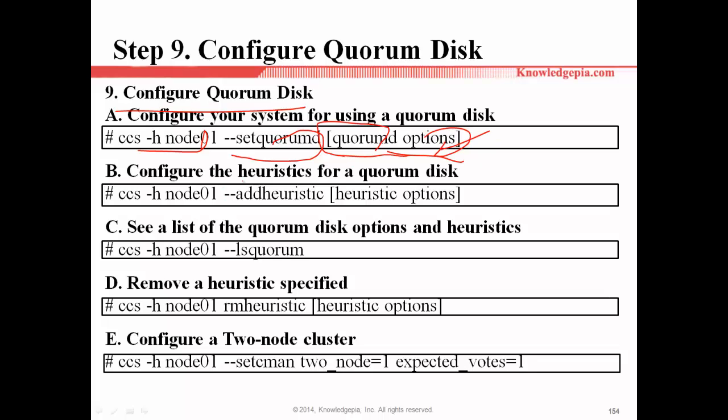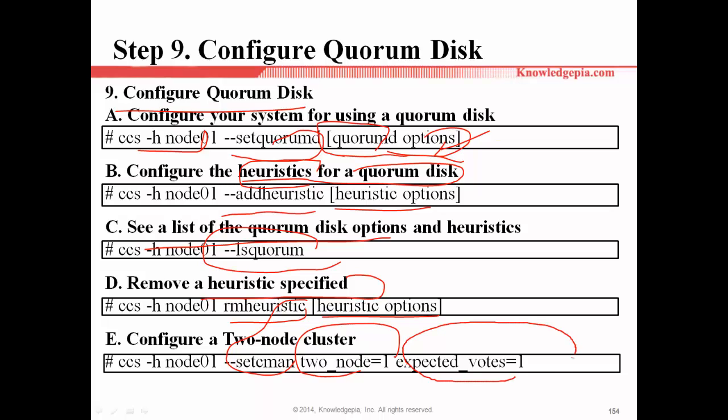And configure the heuristics for the Quorum disk. Quorum disk normally needs the heuristics. So here add heuristic and options. And see a list of Quorum disk, then add Quorum. And if we want to remove the specified heuristic, then rm heuristic like this. And configure two-node cluster. This is a little bit of a special case. Only if we have a two-node cluster, then we need to configure this option. For example, set cman two-node and expected votes. Expected votes means the Quorum number.